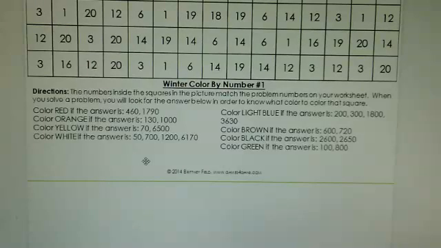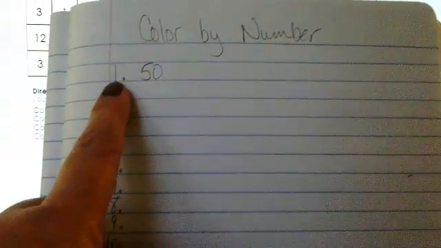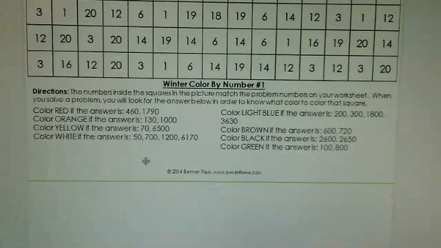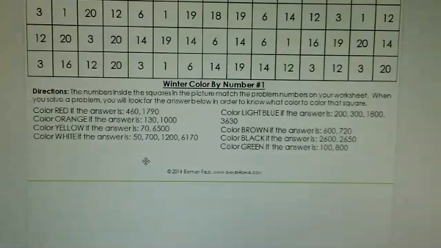It says the numbers inside the squares in the picture match the problem numbers on your worksheet. So we wrote our problem numbers here. These numbers match our problem numbers. When you solve a problem, you will look for the answer below in order to know what color to color that square. Okay, so my answer to number 1 was 50. So down here, I need to find the number 50. And look, it's right here. Color white if the answer is 50.